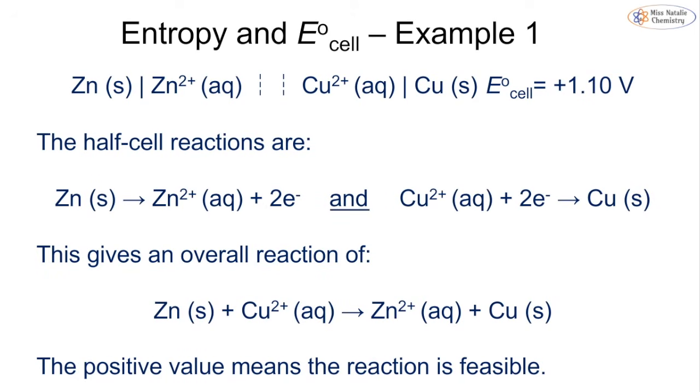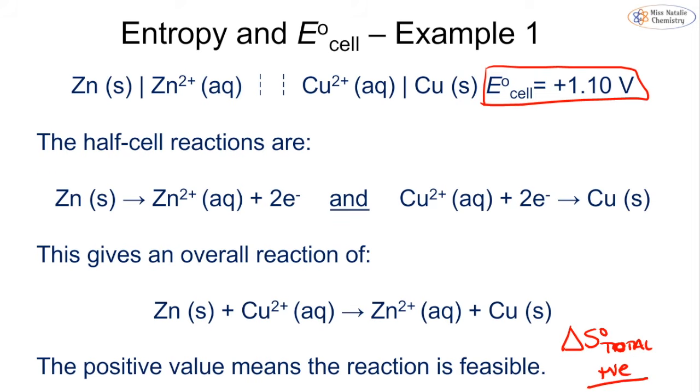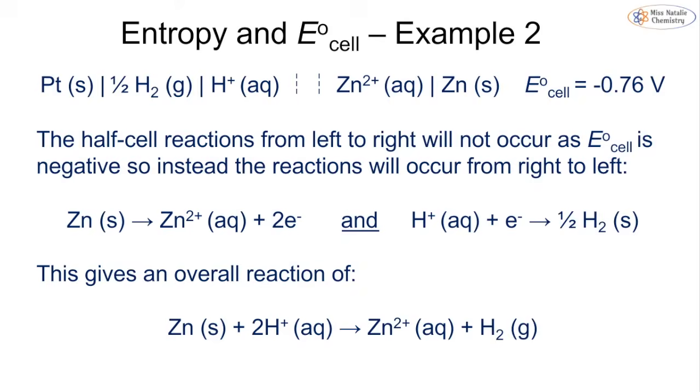If we show you an example, we can see the zinc and the copper. When we write out the two half cell reactions and we get this overall reaction, and we see that we get this positive E cell value, that tells us that it is a feasible reaction, because that would give you a positive total entropy. And when you have a positive total entropy, it means feasibility.